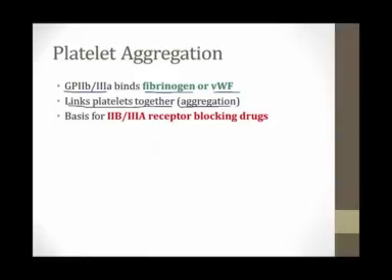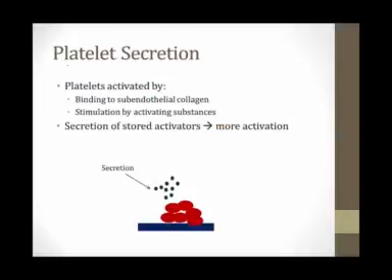Instead, their 2B3A receptors will use an intermediate to link together, and that intermediate is either fibrinogen from the coagulation cascade or von Willebrand factor. So in this manner, you can get multiple platelets aggregating together to form a platelet plug, and this is the basis for the drugs called 2B3A receptor antagonists, which we'll talk about in the module on antiplatelet drugs. The third part of the process of forming a platelet plug is platelet secretion of stored contents.